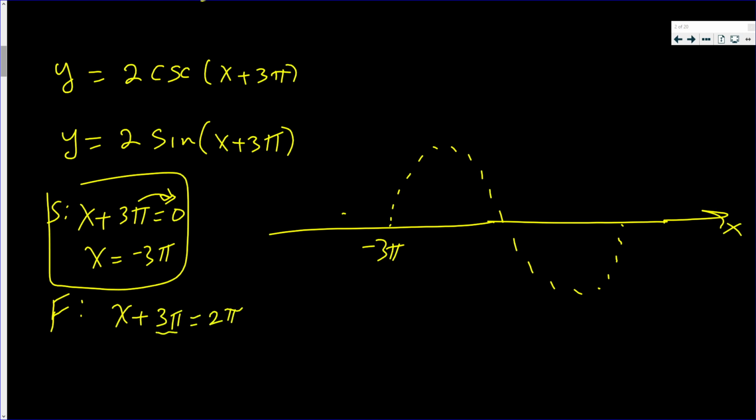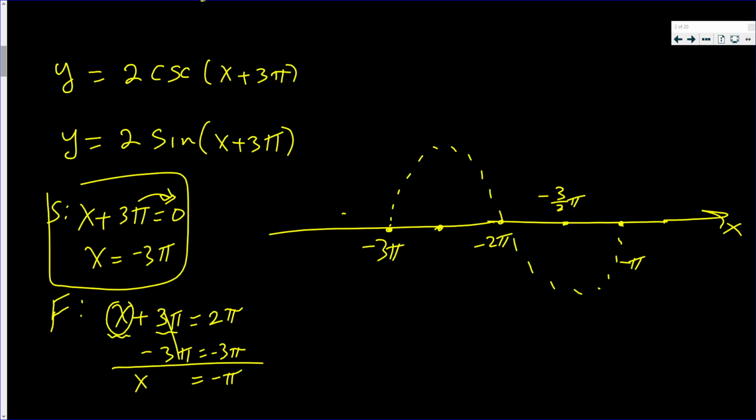Well, if you have 3 pi, you better take away a pi to get 2 pi. That's going to be negative pi. If you don't believe it, take away 3 pi from both sides. The left side is just x. 2 minus 3 is negative 1 pi. Okay, so it finishes at negative pi. Negative 1 pi, negative 2 pi, negative 3 pi. In between negative 1 and negative 2 is negative 1.5 pi. Between negative 2 and negative 3 is negative 2.5 pi.